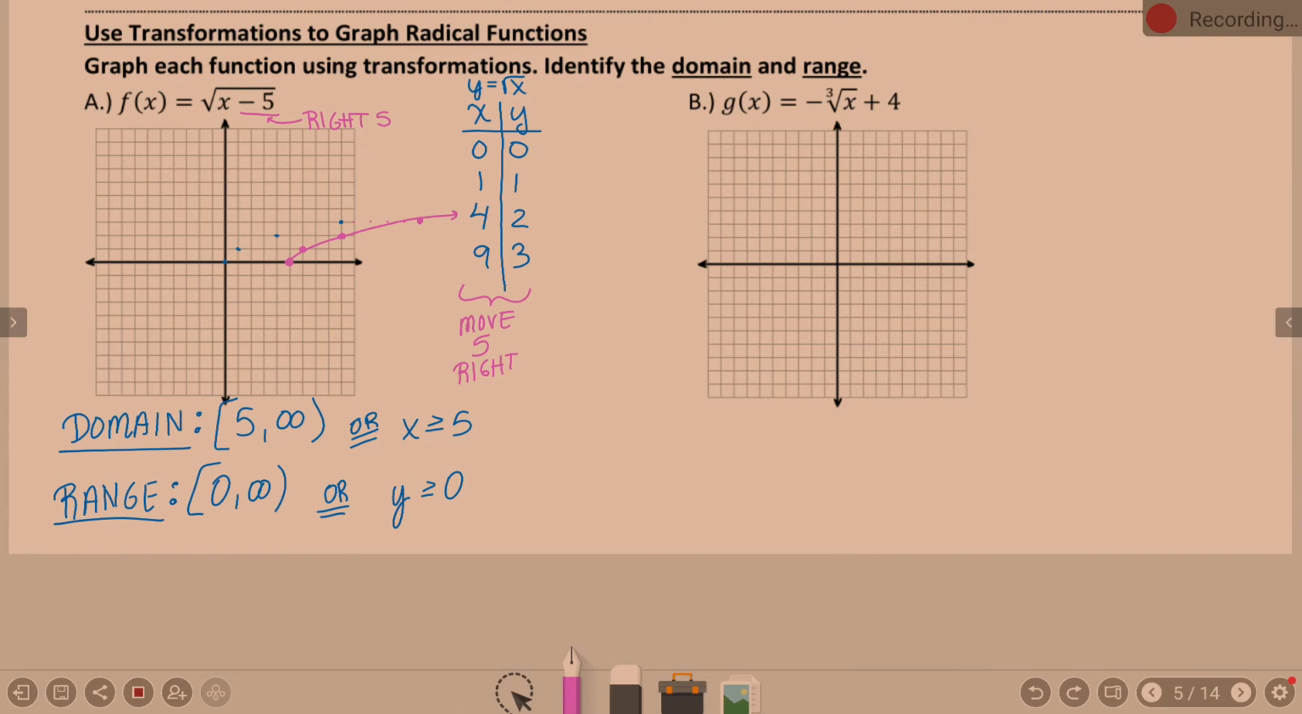g of x equals negative cube root of x plus 4. Thoughts on what you see here? Okay, there's a plus 4 at the end. That plus 4 is not under the radical. So we are going to be talking up 4 at some point. That negative out front, don't overlook it. And the negative is just out front. That is a reflect, and it's a reflect across the x-axis.